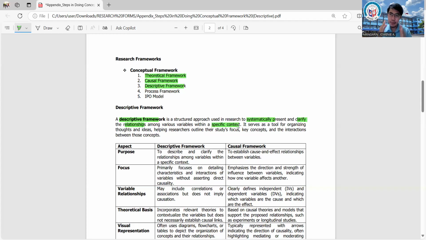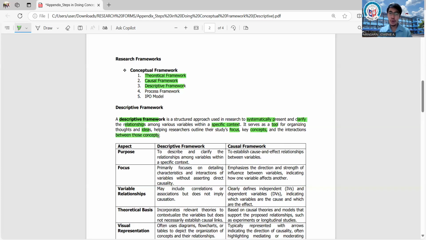Okay? Then, descriptive framework is also the best tool for systematically organizing the thoughts and the ideas that we have in our research paper, which technically present the objectives or the focus of the study, the key concepts that we have, and how these key concepts interact to one another.